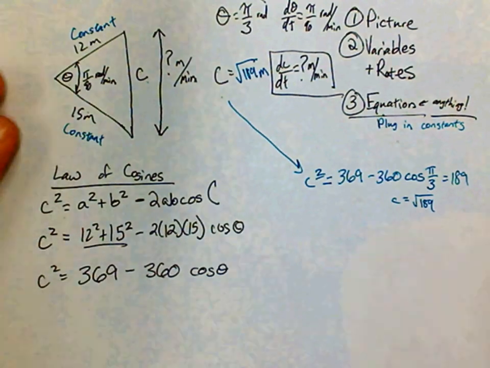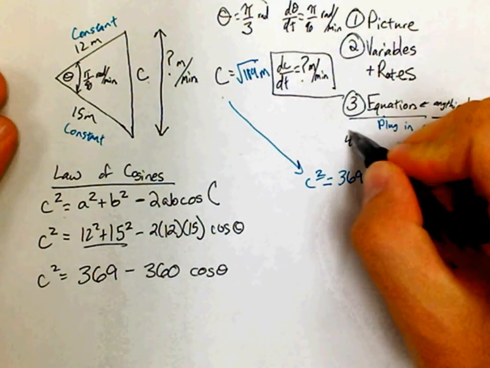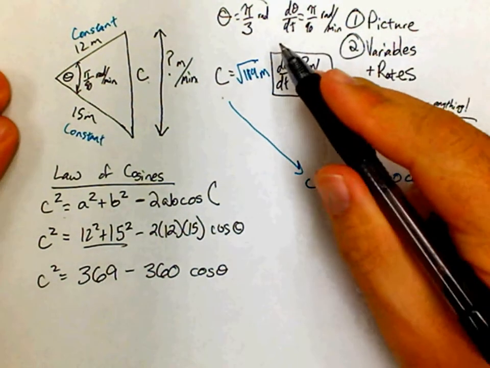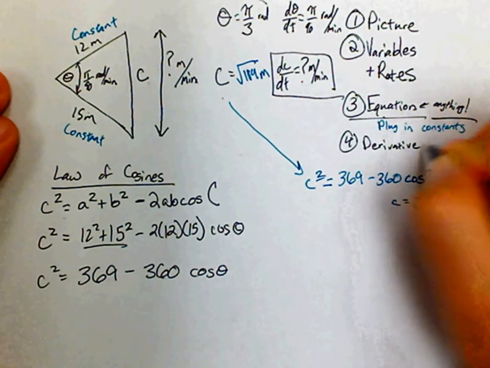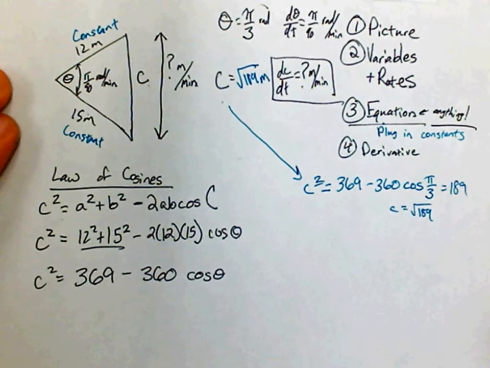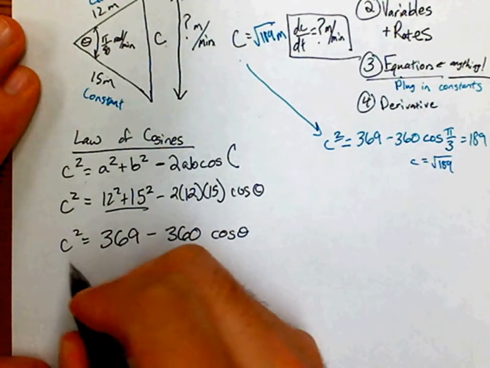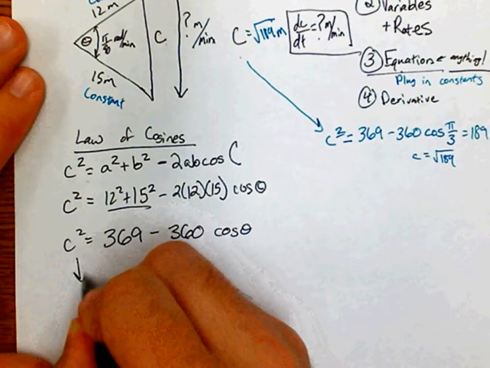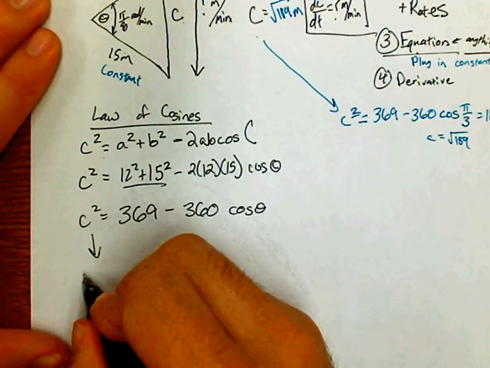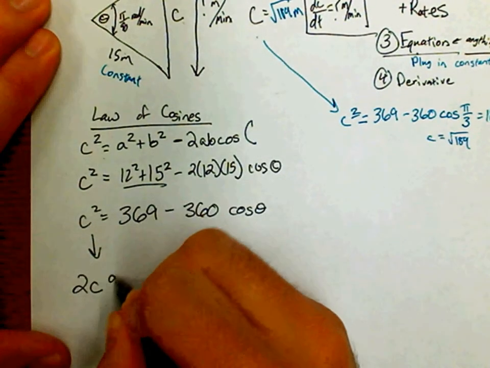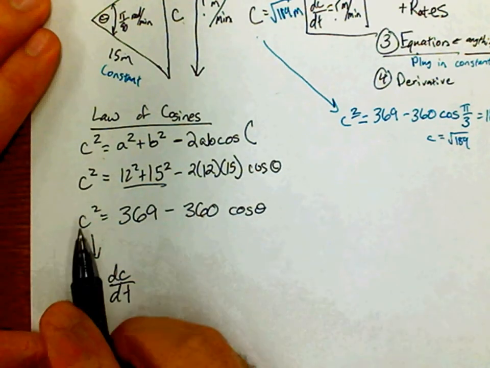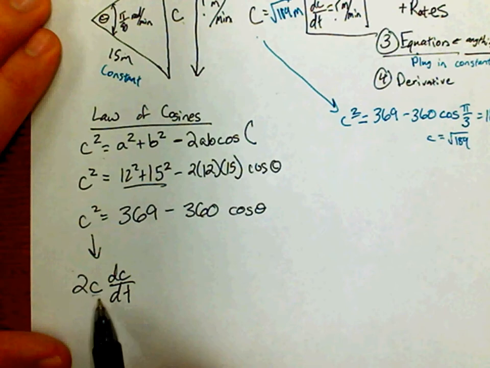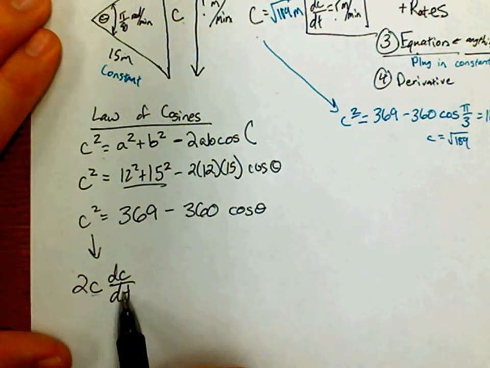So now, we've got our equation. We've solved for c. We've got all our variables, all our rates. We're ready for the derivative. This is the part that makes it calculus. The rest of this is just algebra and trig. So this is my equation. Let's take the derivative. Derivative of c squared is 2c dc dt. We're taking the derivative with respect to time. So the c squared gives me 2c. I do a chain rule, or the implicit differentiation, times the derivative of c, which is dc dt.